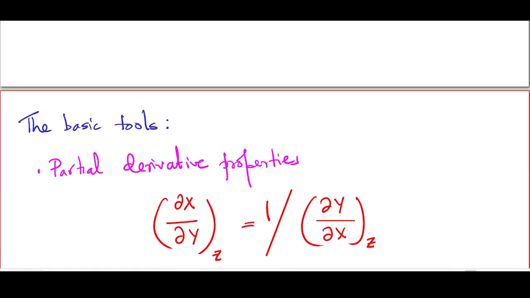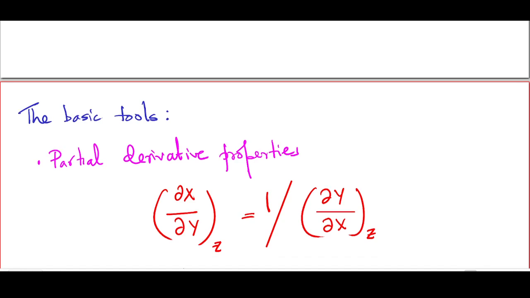One of them, a very obvious looking one, is that del x del y and del y del x are reciprocals of each other, where x and y are any two functions, as long as you are carrying out these partial derivatives holding the same quantity z constant. So as long as the same z is being held constant, these partial derivatives essentially behave the same way as ordinary derivatives do. The second property is also something that is similar to what ordinary derivatives obey.